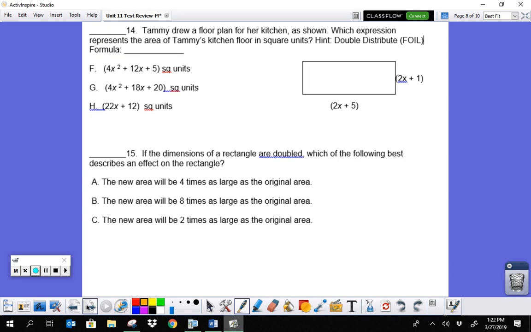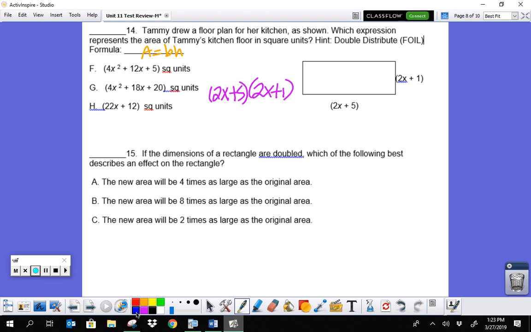Alright, number 14. Tammy drew a floor plan for her kitchen as shown. Which expression represents the area of Tammy's kitchen floor in square units? Hint, you can double distribute. We also call that foiling. And so here, area of a rectangle is base times height, or you can think length times width. So I'm going to do 2x plus 5 times 2x plus 1. And I'm going to use the process of foiling, which is double distributing.